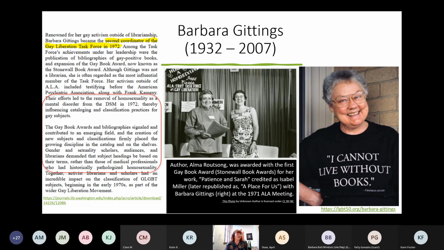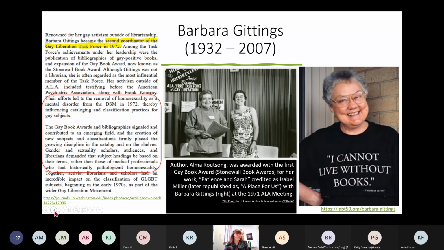As I mentioned before, the literary warrant is how new subject headings are justified for inclusion in these controlled vocabularies. So creating an award led to subject headings because the material was then really recognized. Like, hey, not only does this book exist, not only is this term a term, it's awarded, it's a thing, it's normalized. So gender and sexuality scholars, audiences, and librarians demanded that the subject headings be based on their terms rather than those of medical professionals who had historically pathologized homosexuality. So a lot happened in the early 70s when it comes to subject headings in this particular group.